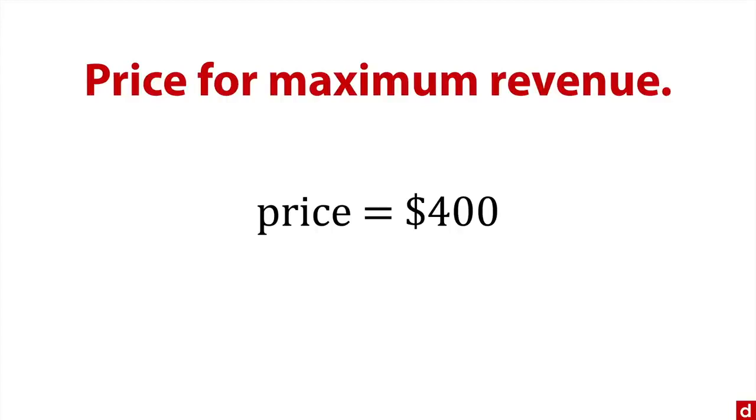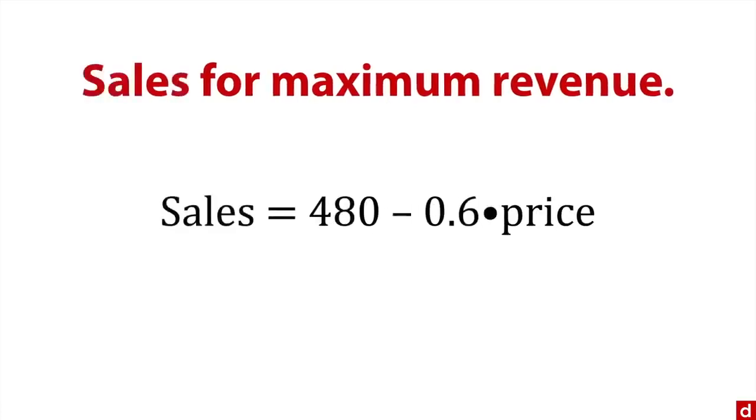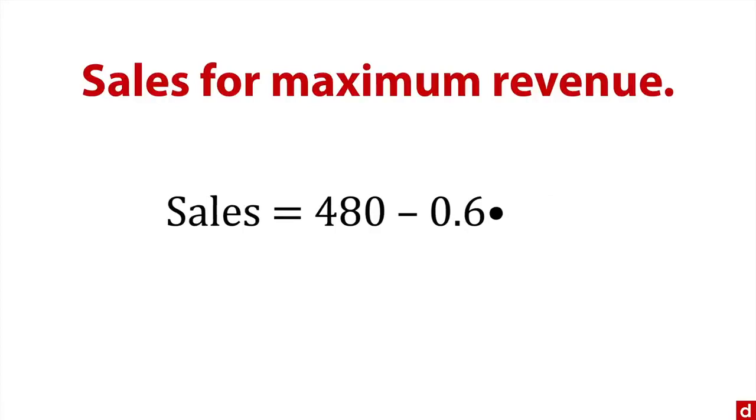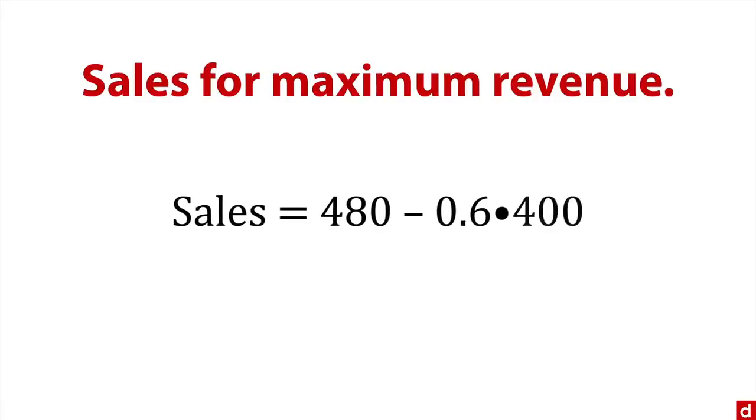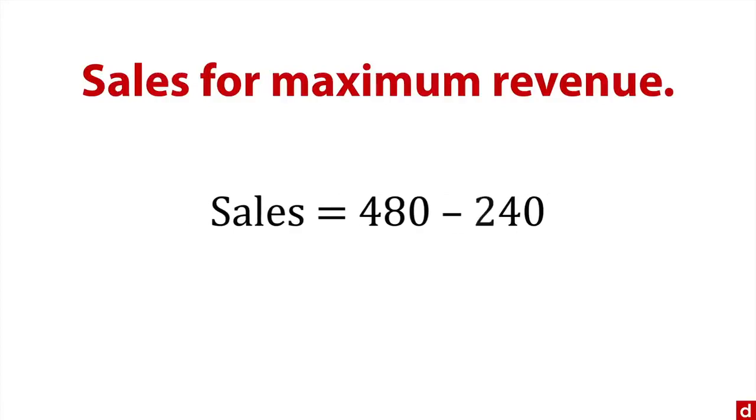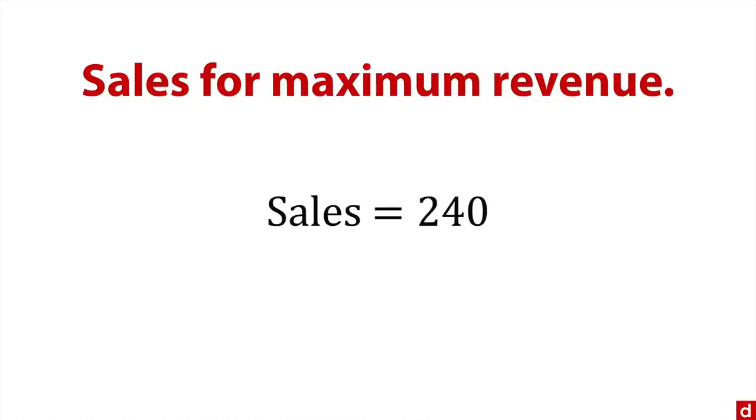And if you want to find out how many sales we can get, currently we have 180. And if you want to know what the sales volume is going to be for that, well, you take the 480, which is the hypothetical y-intercept when the price is 0, but then we put in our actual price of 400, multiply that by 0.6, we get 240, do the subtraction, and we get 240 total. So that would be 240 new subscriptions per week.